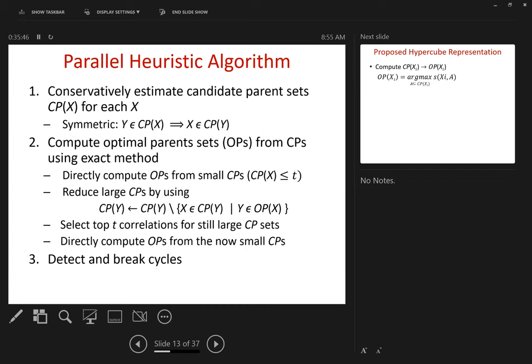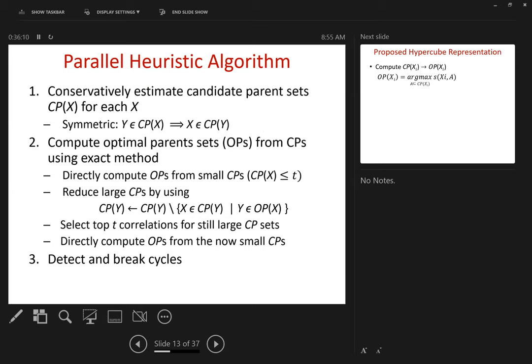So here is the method that we came up with. You want to reduce the number of candidates that you consider to be a parent of a particular gene. I use CP for the candidate parent set and OP for the optimal parent set. So we first use the mutual information algorithm to find correlations and so forth, weed out many of the other genes, and come up with a small candidate parent set for every gene.